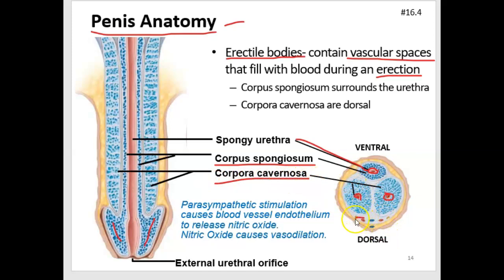And when the blood vessels dilate, here are the blood vessels. There's some blood vessels there. When they dilate, blood moves out into these spaces. The reason they dilate is because the parasympathetic nervous system stimulates the wall of the vessels to release nitric oxide. And nitric oxide acts locally on the endothelium, causing vasodilation.